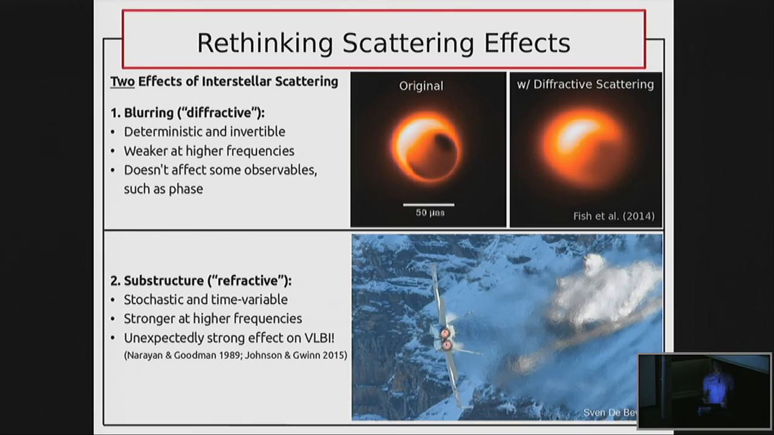And the other peculiar thing about this substructure is it's more and more important as you go to higher frequencies. And most importantly, it turns out to be a critical consideration for VLBI, so I'll explain why.